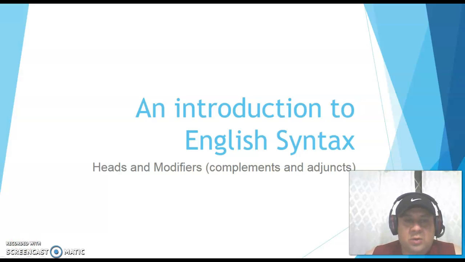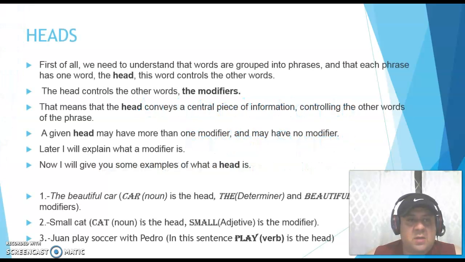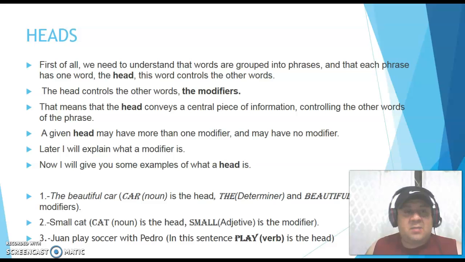Narvaez. I'm going to talk about heads and modifiers. As we know, first of all, we need to understand that words are grouped into phrases and that each phrase has one word, the head. This word controls the other words. The head controls the other words, the modifiers. That means that the head conveys a central piece of information controlling the other words in the phrase. A given head may have more than one modifier and may have no modifier. Later, I will explain what a modifier is.